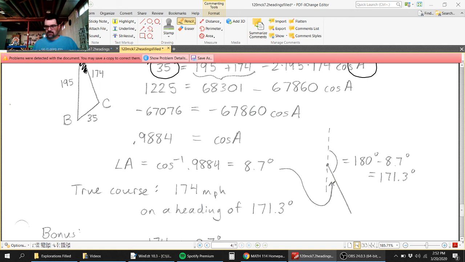So that's this little bit. This is the actual heading measurement that we need from straight north around to that direction. So subtract that, and here's our actual heading.